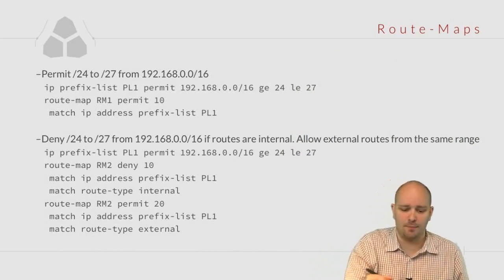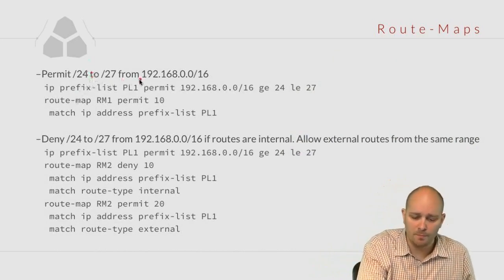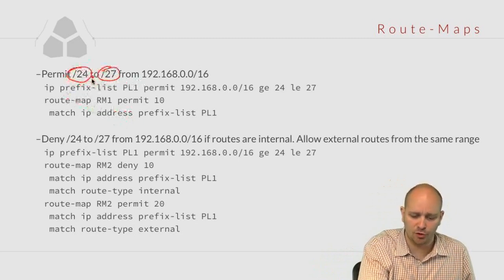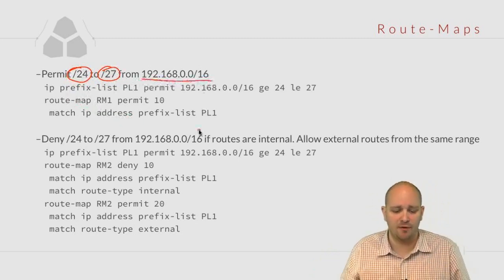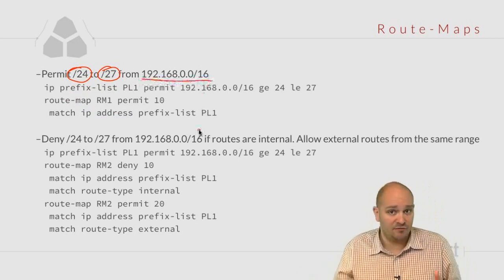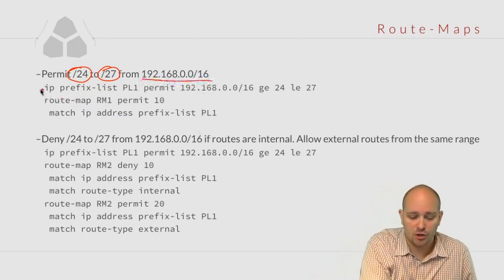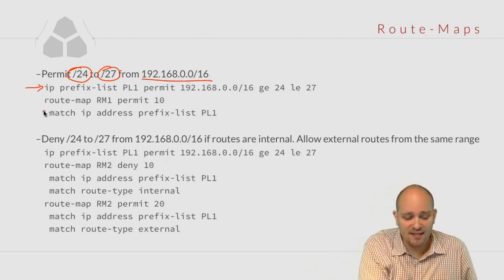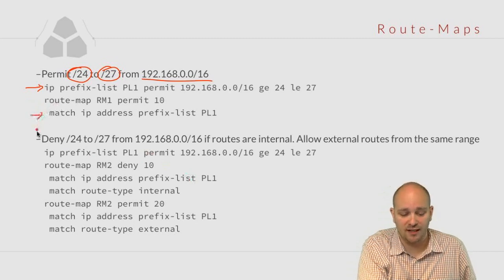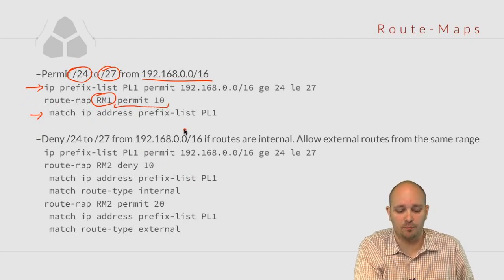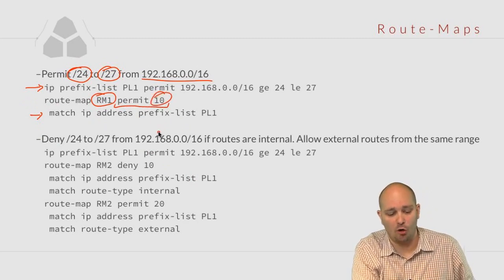So in this first example here, let's say that we wanted to permit routes from the range of /24 to /27 if they are coming from 192.168.0.0/16. Now, this is something that we have done with prefix lists before, so our prefix list entry would be like this, and then inside the route map, we would reference it like this. So we would define a route map with the name RM1 in my case, and we want to have an action permit and the sequence of 10.